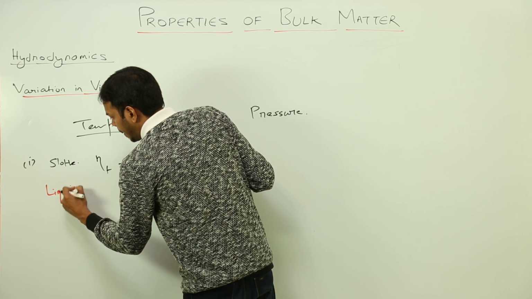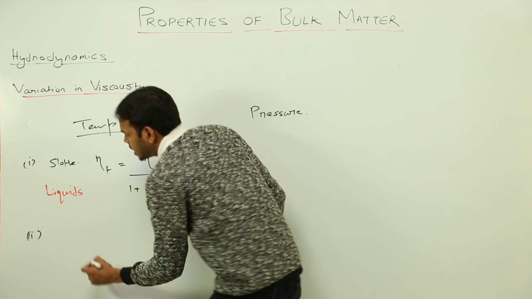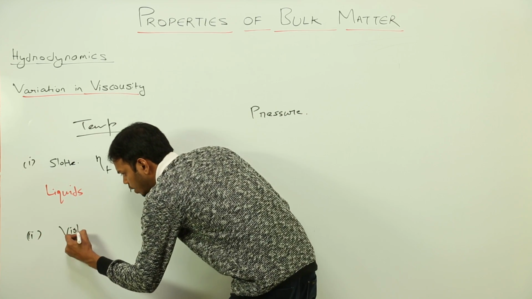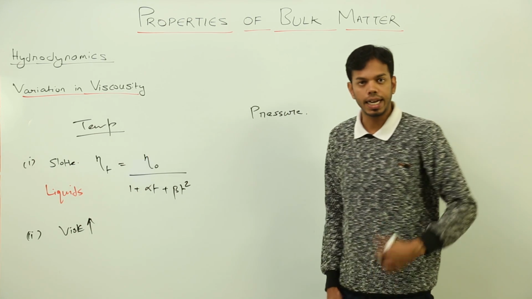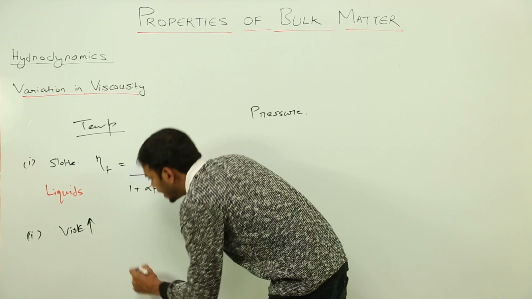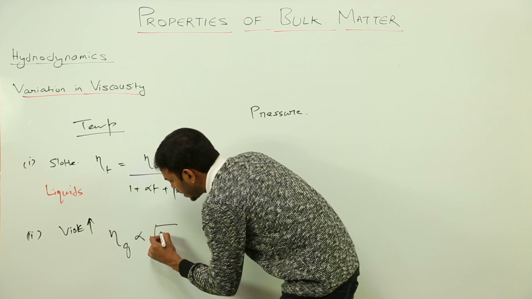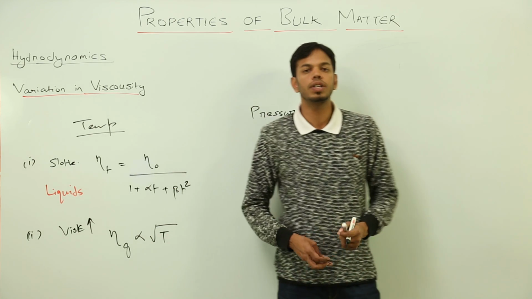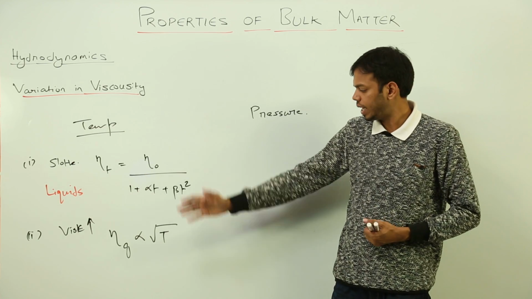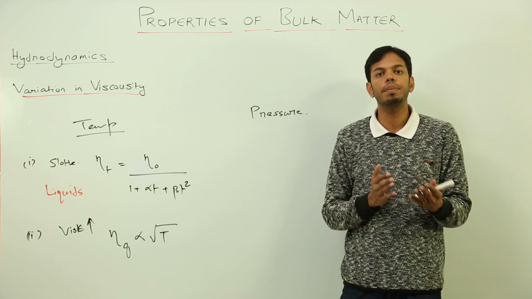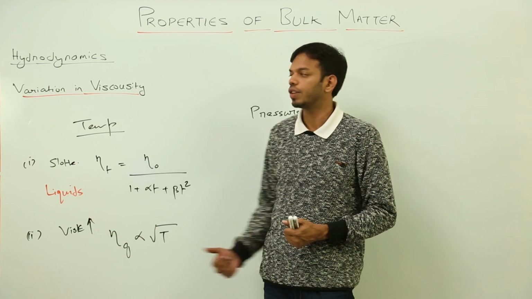liquids, right? But in gases, viscosity increases with an increase in temperature. That is because in the case of gases, viscosity is directly proportional to the square root of the absolute temperature of the gas, right? So if you increase the absolute temperature, the mean random temperature of the gas increases, and hence it will increase the viscosity of the gas.